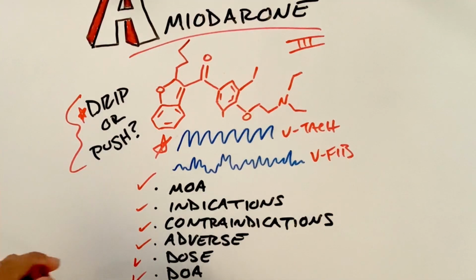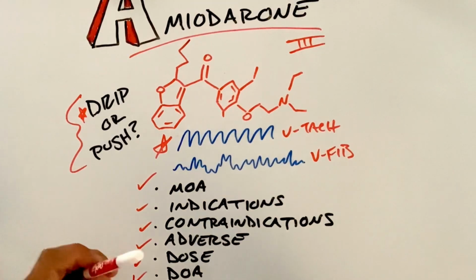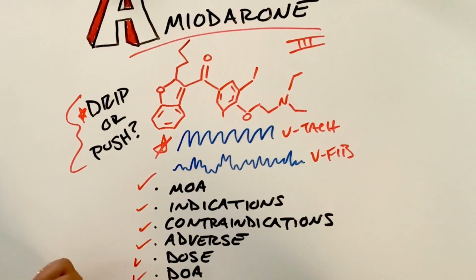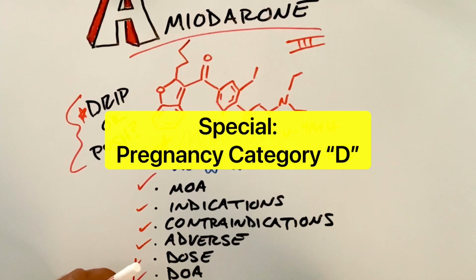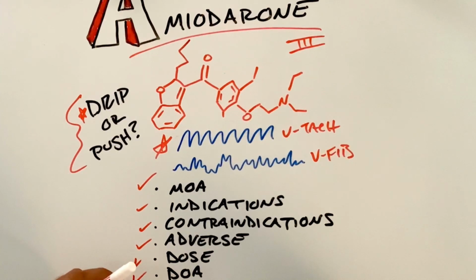So any special considerations? Of course, there's always special considerations when you're giving an antiarrhythmic. For pregnancy category, it's a D, because it may cause fetal harm. So use caution in that. Always follow your local protocols and treat your dysrhythmias.